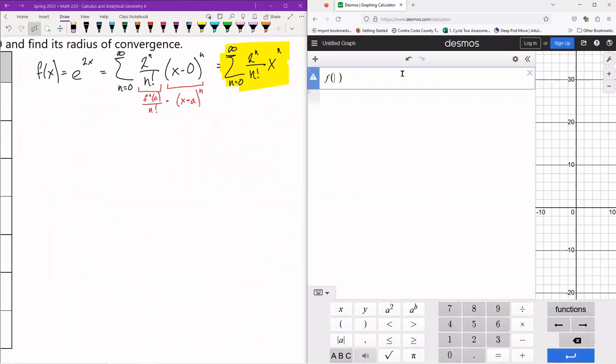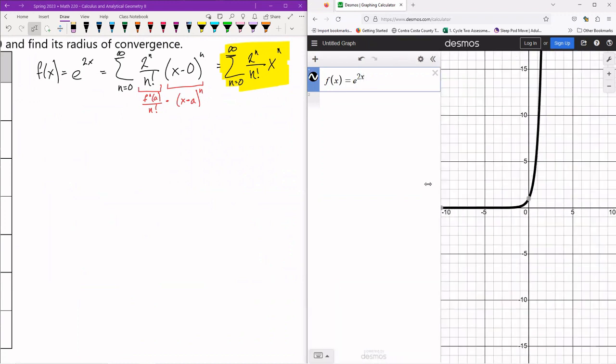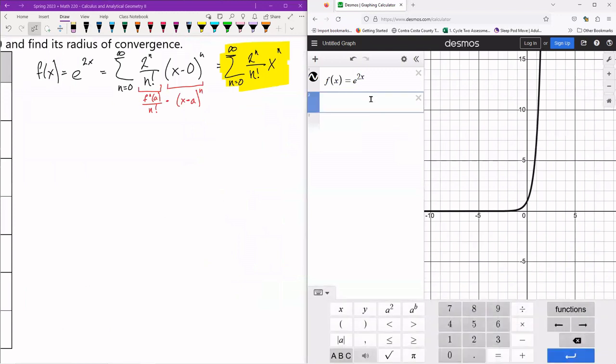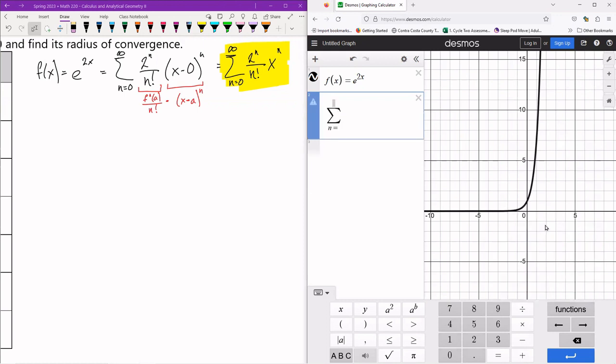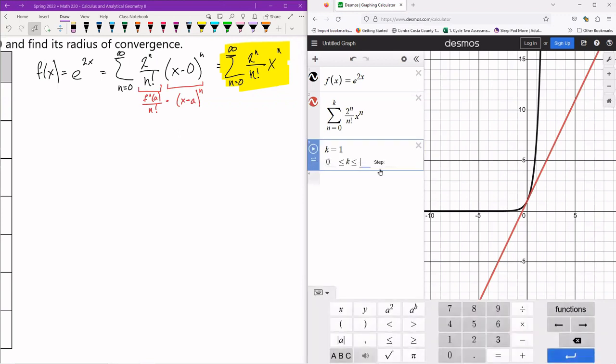So what I'm going to do is this. I'm going to say f of x is equal to e to the 2x. Okay, and then I'm going to plug in my Taylor series expansion, just how we did before. So I'm going to do the summation, n equals 0 to infinity, of 2 to the n divided by n factorial times x to the n. And I'm going to add my slider. I'm going to make it go from 0 to 100, with steps by 1.